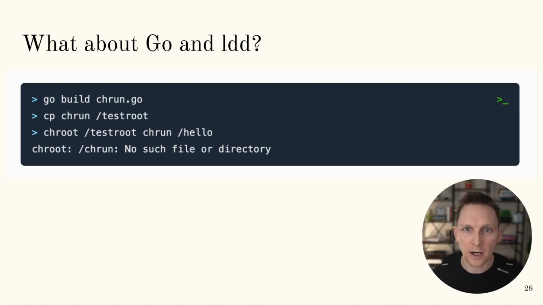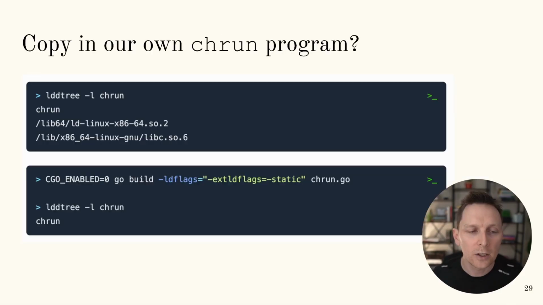And you can see what I'm trying to do here. I'm calling chroot in my test root, and then in my test root I'm running my chrun program, which will also create another test root and then run my hello world. I'm containering, but it doesn't matter because it doesn't work. It's the same thing, no such file or directory. If I look at what dependencies it has, you can see even with Go that with the default building, if you're calling syscalls, it ends up with these dependencies on libc.